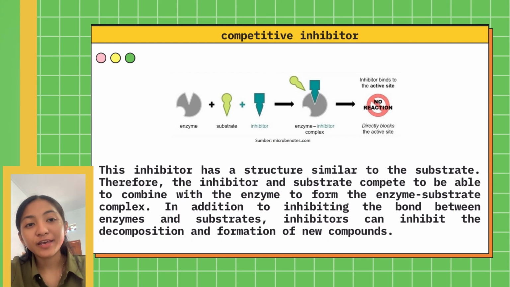Next, competitive inhibitor. This inhibitor has a structure similar to the substrate. Therefore, the inhibitor and substrate compete to combine with the enzyme to form the enzyme-substrate complex. In addition to inhibiting the bond between enzyme and substrate, the inhibitor can inhibit the decomposition and formation of new compounds.